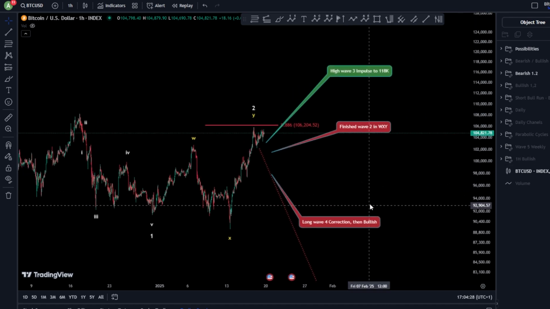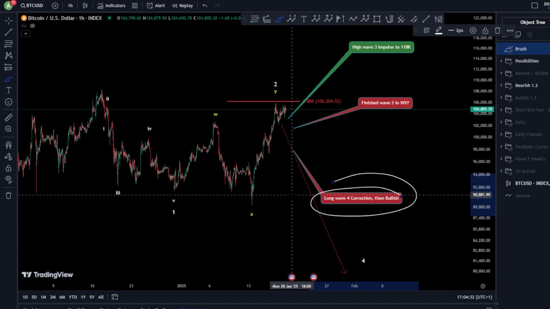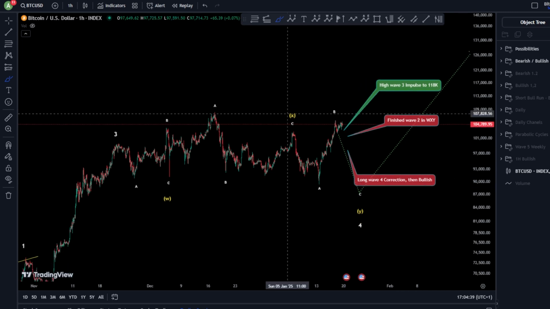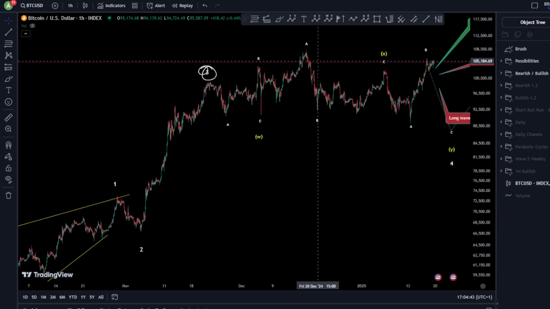The second, of course, bearish scenario is a longer correction wave 4, meaning a longer correction wave 4 is this one, where you have topped here for a wave 3, of course, for your main impulse, 1, 2, 3, 4, and 5.